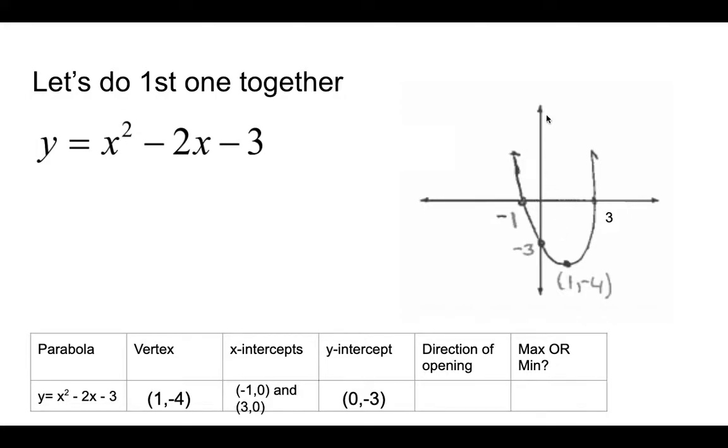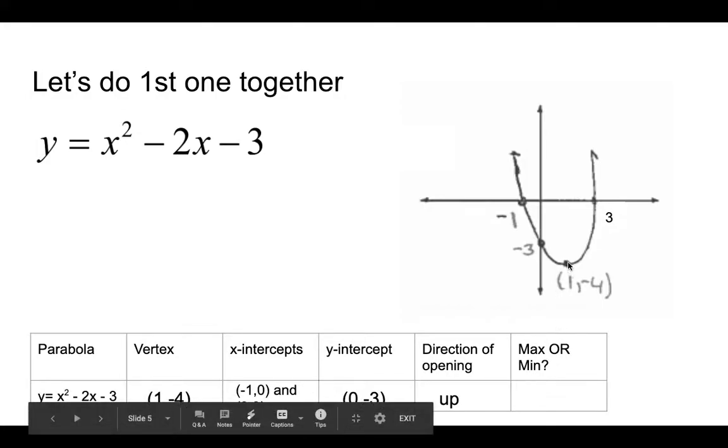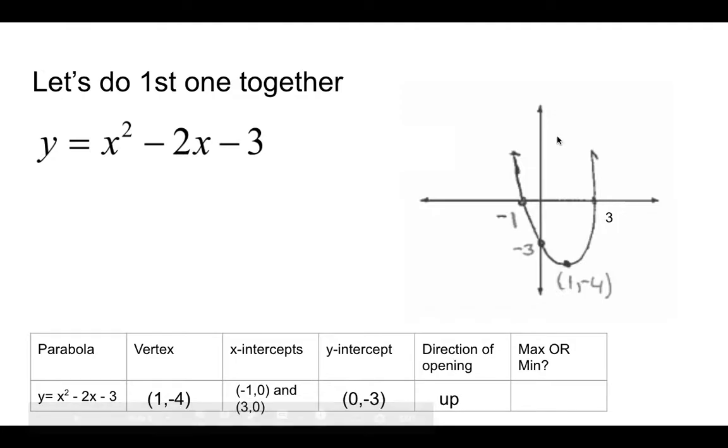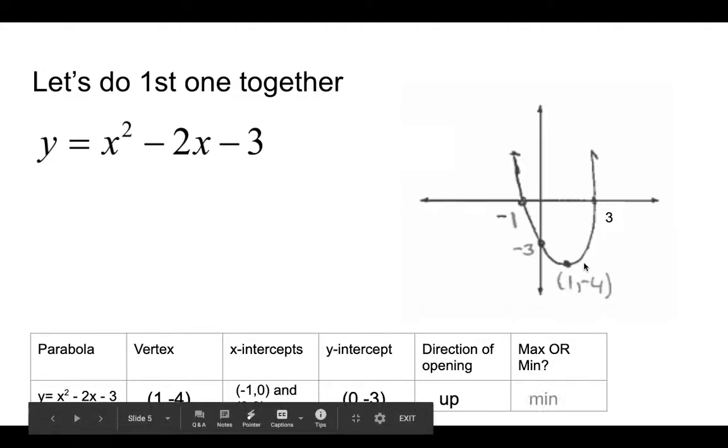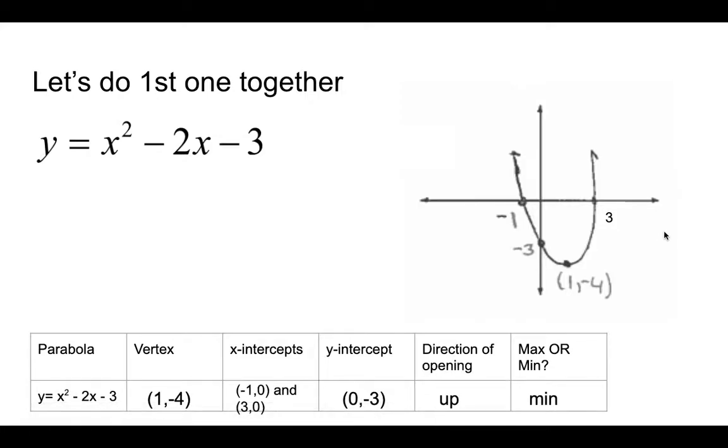So it's opening up. And max or min, that just means is the vertex the lowest point? So that would be a minimum value. Or if it's flipped the other way, is it a maximum point? Well, because the vertex is at the very bottom of this parabola, it's a minimum value. So you're going to put in minimum value, and that's how you fill out that table.